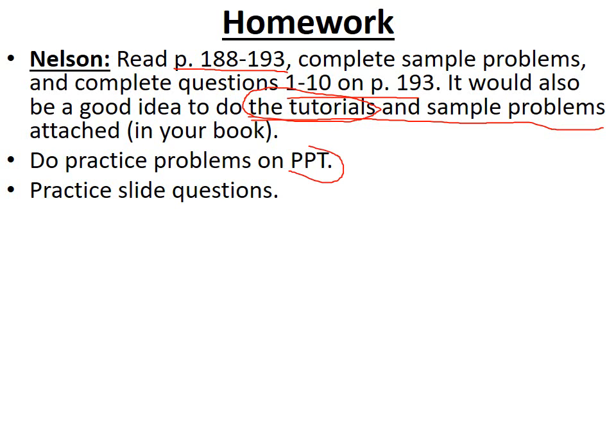You should work on the practice problems in the PowerPoint, do the practice slide questions that I've included in the PowerPoint, and then additional worksheets will be posted online. The more that you do, the better you'll become, the more comfortable you'll be with answering these style of questions on the tests, quizzes, and assessments.